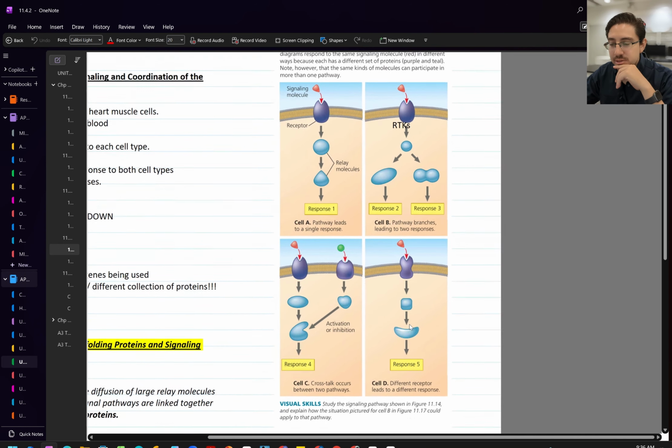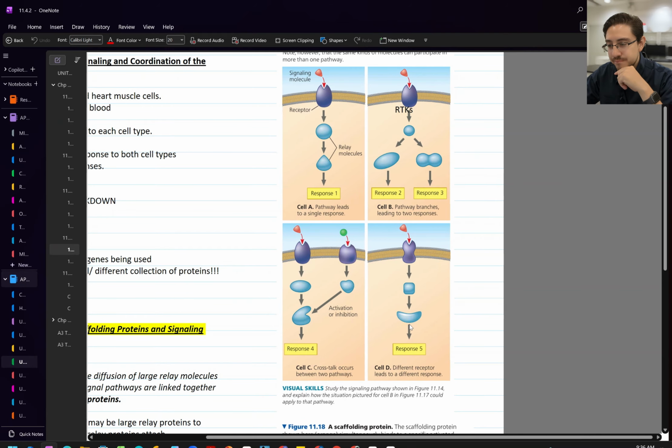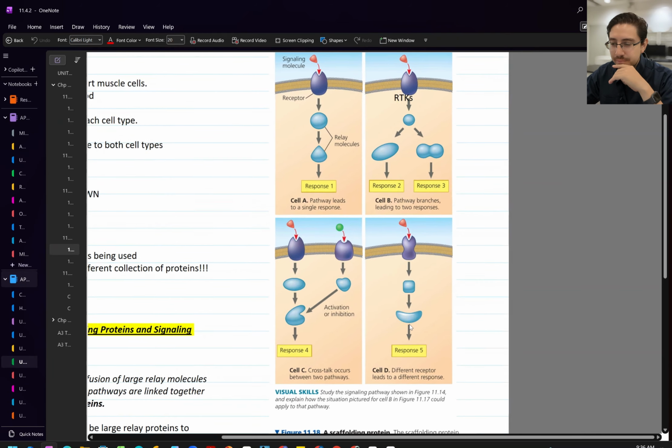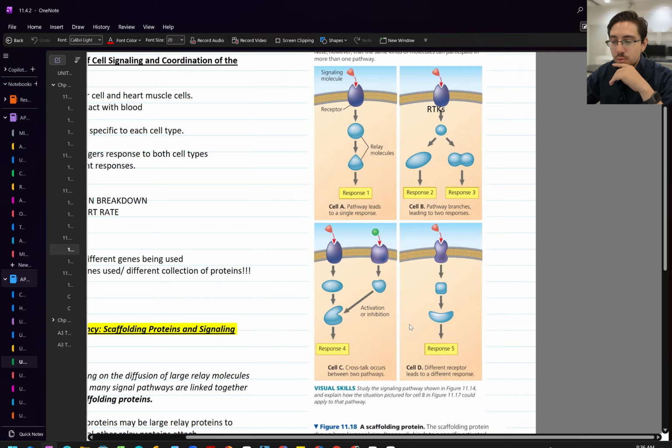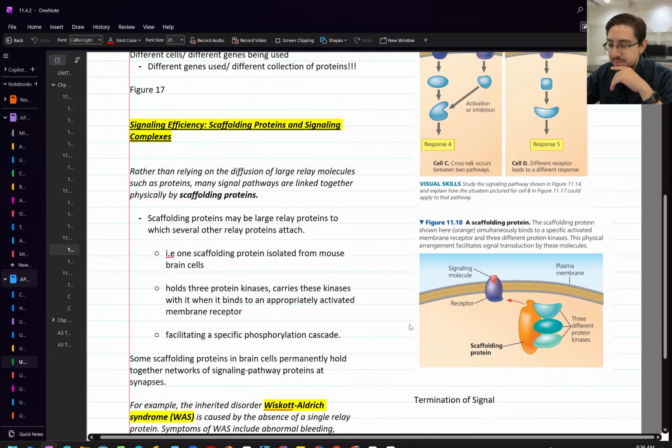So it all depends on the signaling pathway and the components of that transduction pathway. It's fascinating how this actually works. And we're going to see some more examples there. Okay.